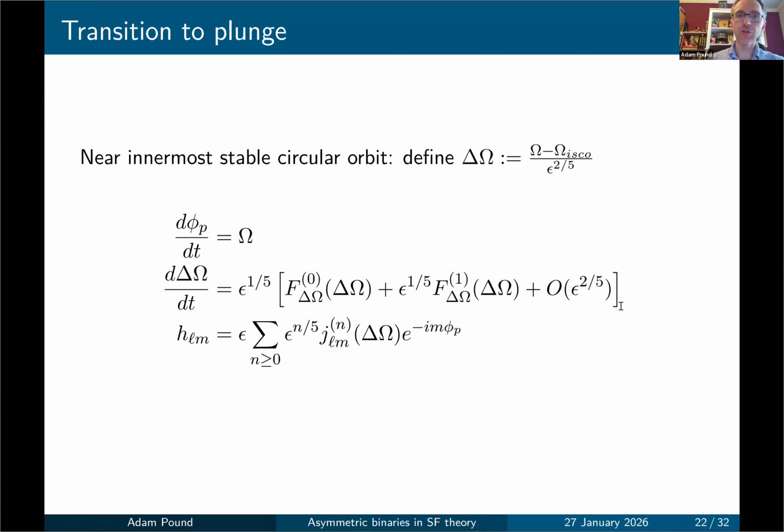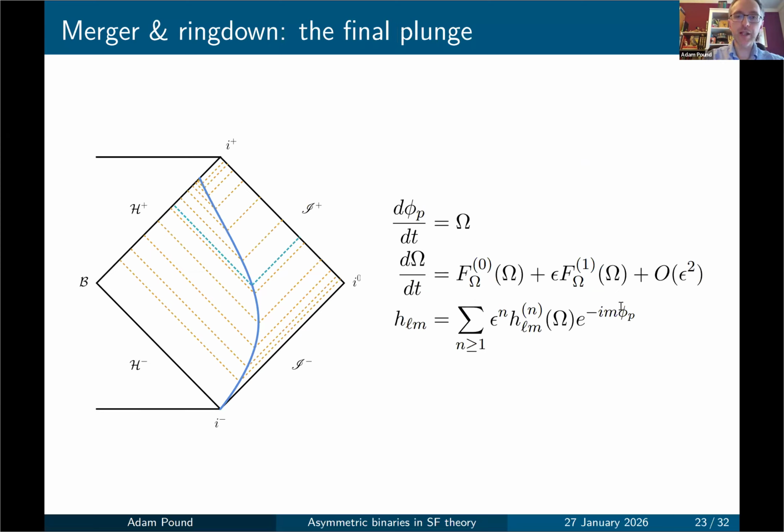Now, this is just to get across the innermost stable circular orbit. Once you're across, the particle plunges quickly into the black hole, and that's where the merger happens, in this final plunge. But you can keep using this exact same framework, just with different powers of the mass ratio, even in the final plunge. For the final plunge, you go back to just the frequency itself rather than the scaled frequency. The frequency here is just the rate of change of the orbital phase, that's how we're defining it. And we're now back to integer powers of the mass ratio.